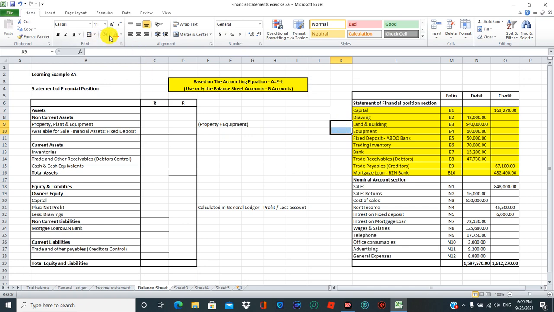So I'm just highlighting those two quickly. And if you can see, it's 540,000 plus 60,000. That gives you 600,000. So there you go. That is 600,000, right? And then we've got your available for sale financial assets, which is your fixed deposit. There we go. That's 50,000. So that'll be 50,000.